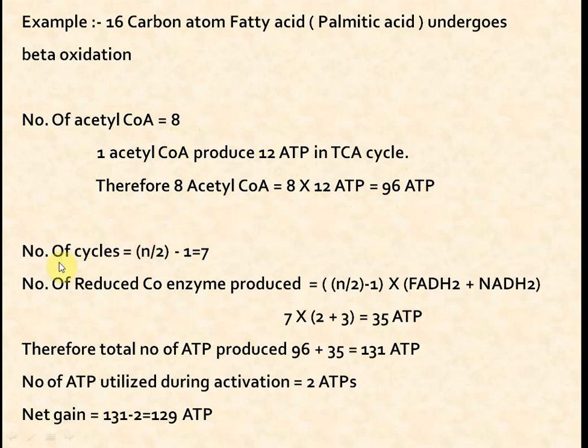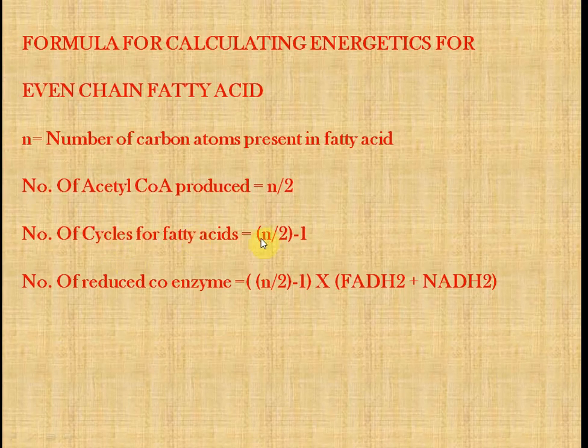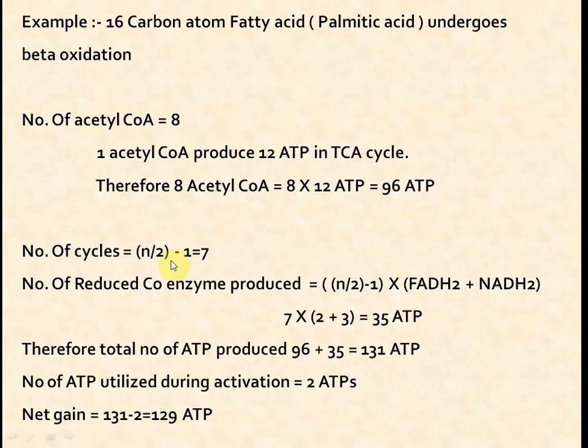Number 2 point is the number of cycles, how many fatty acid cycles there are. We say n by 2 minus 1, that is 7 cycles. Now the number of reduced coenzymes will be 7 into 2 plus 3. Why 2? Because FADH2 produces approximately 2 ATPs and NADH2 produces approximately 3 ATPs, that we generally calculate. So it comes to 35 ATP. Therefore the total number of ATP will be 96 plus 35 equals 131.